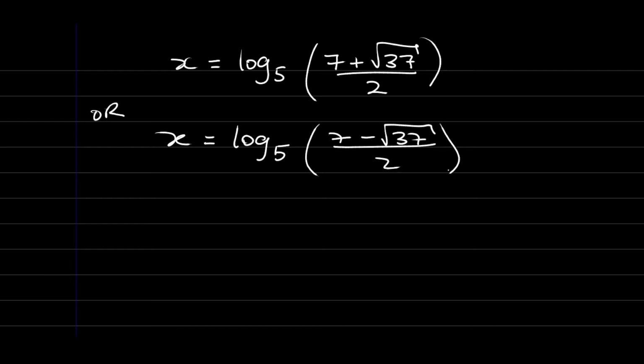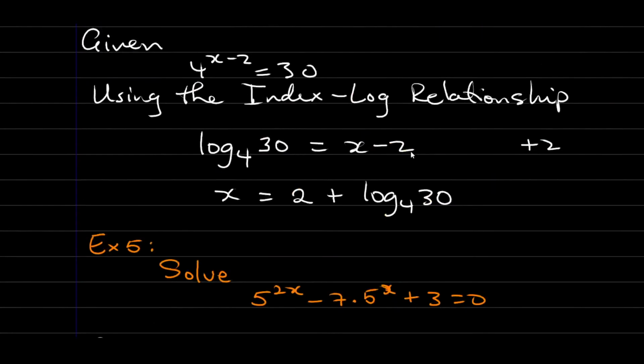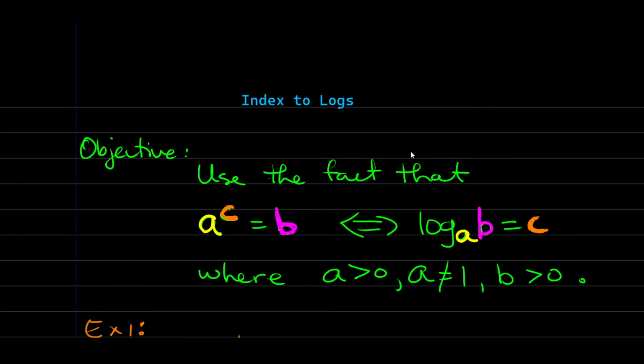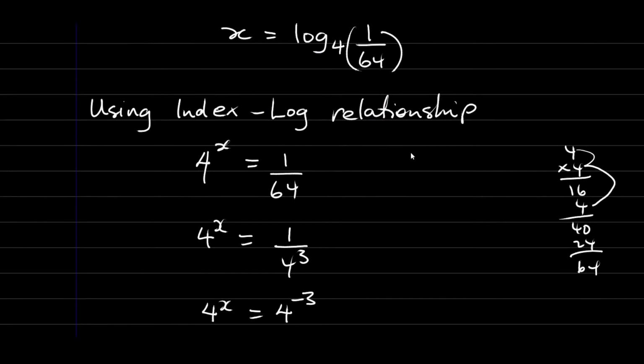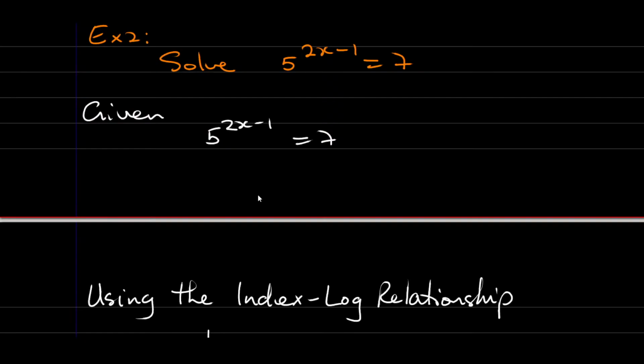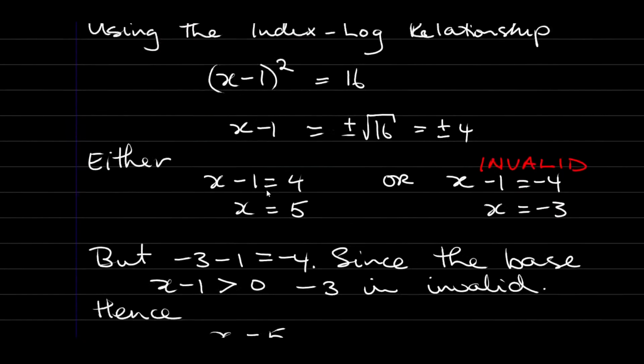And that's it for this lesson. Now you know how to use the index log relationship to convert your indices into logs so that you can just put it in your calculator and solve it when you don't know the exponents. So when you're unsure of the exponents, you could use that relationship to find them. That's it for this lesson.